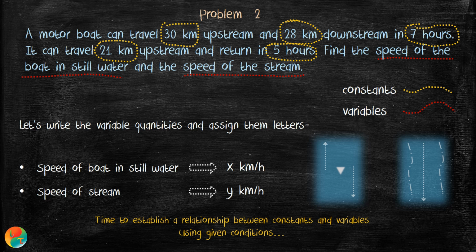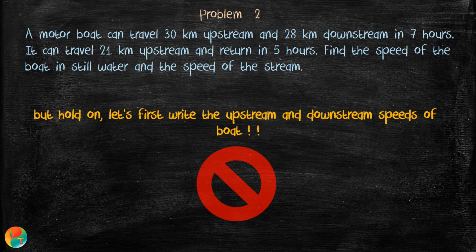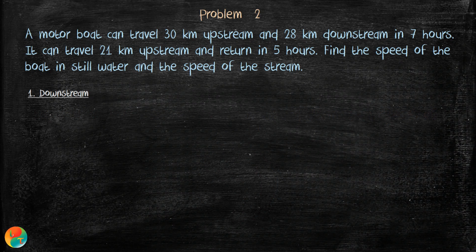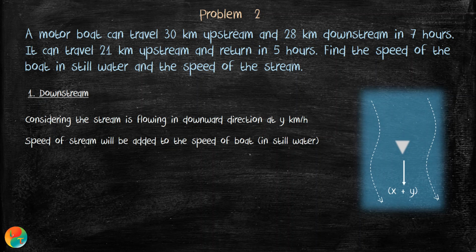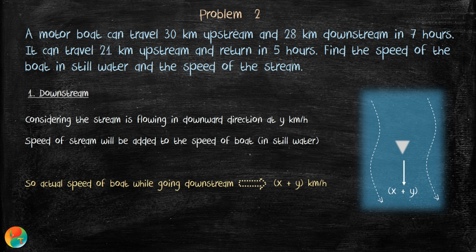Time to establish a relationship between the constants and variables using given conditions. But again, hold on. Let us first write the upstream and downstream speeds of the boat. First case is downstream. Considering the stream is flowing in the downward direction at y kilometers per hour, the speed of stream will be added to the speed of boat in still water. That is, the actual speed of the boat while going downstream will be x plus y kilometers per hour. The boat will be going in the downward direction with both the speeds added.